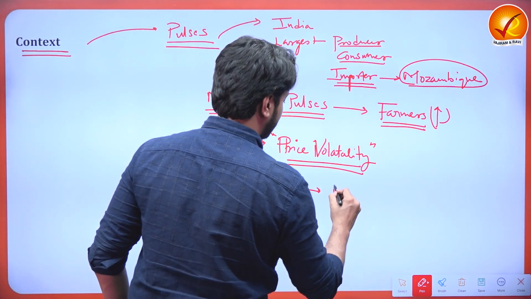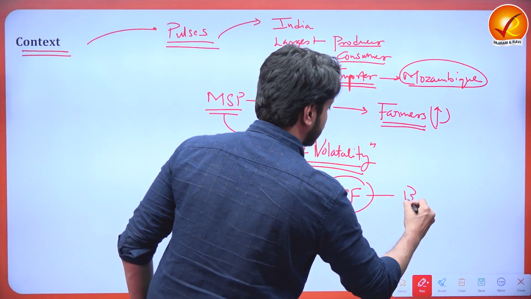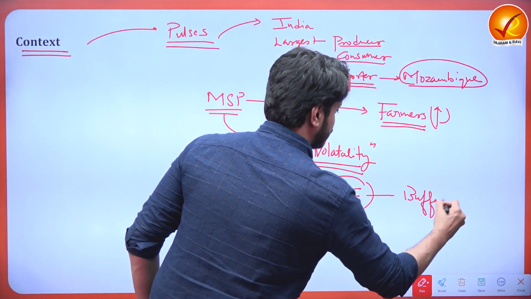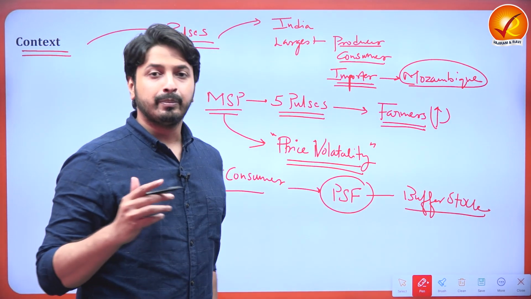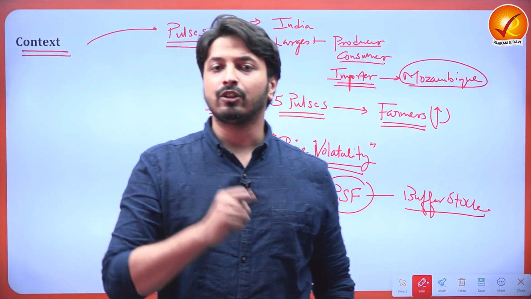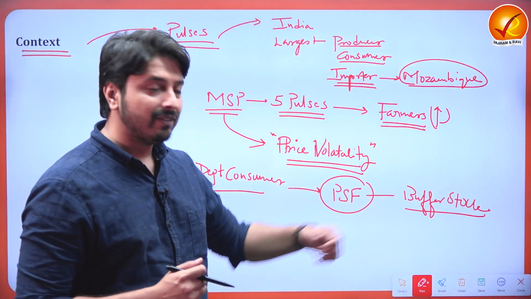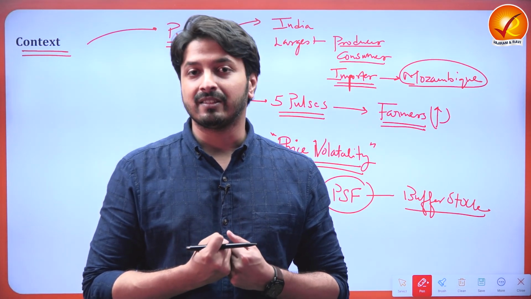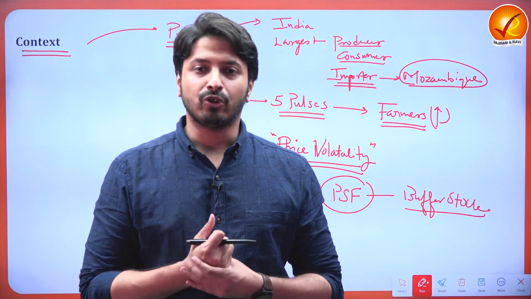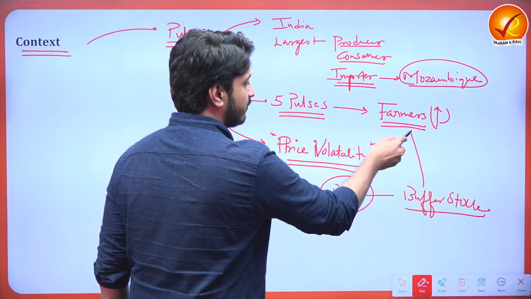And what is the purpose of this Price Stabilization Fund? It creates a buffer stock of pulses, so that whenever the prices of the pulses are fluctuating in the global or the domestic market, the government will try to increase the procurement of various important pulses by the various procurement agencies, so that ultimately it will again benefit the farmers.